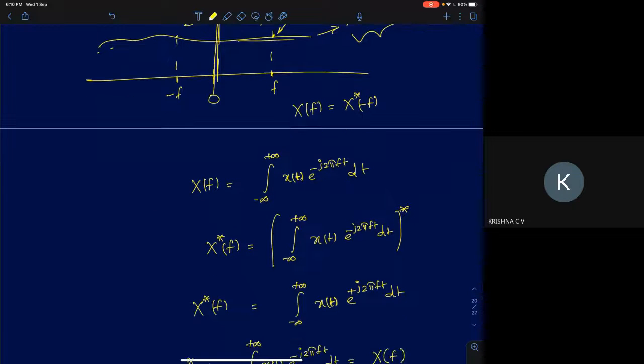It's very simple to prove that. I'll spend a moment to prove it because it's a very useful property. If X of f is your Fourier integral, x of t e power minus j 2 pi f t dt, now I'll take the complex conjugate of this.